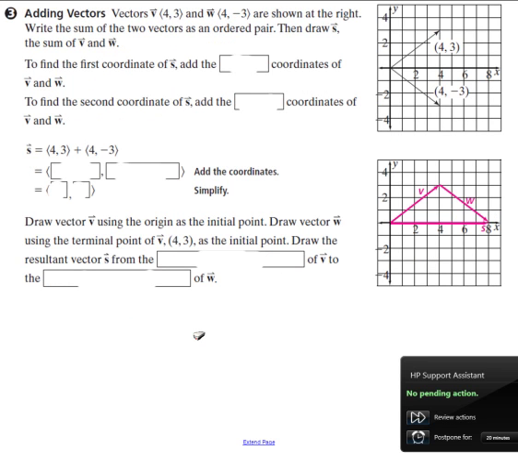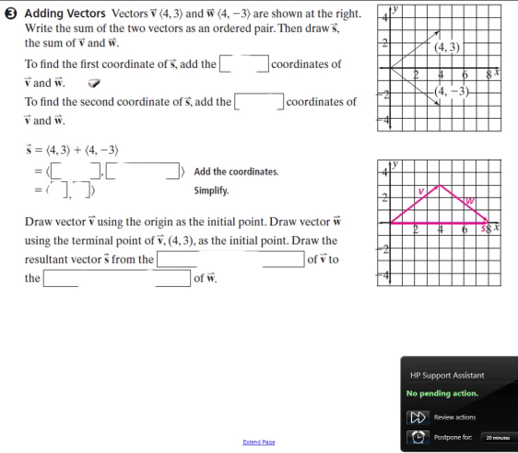One more example and then we're done. As we look at these, now they're going to have us add vectors like we talked about before. We've got two vectors, 4, 3, and 4, negative 3. So notice how one goes this way, one goes this way. So they show them here: write the sum of the two vectors as an ordered pair, then draw S, the sum of V and W.